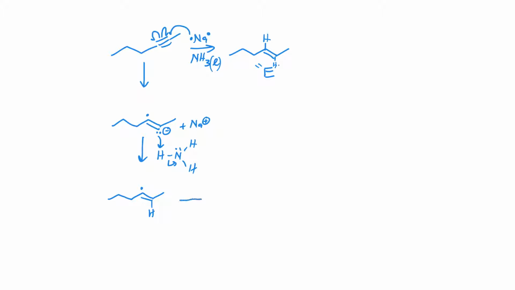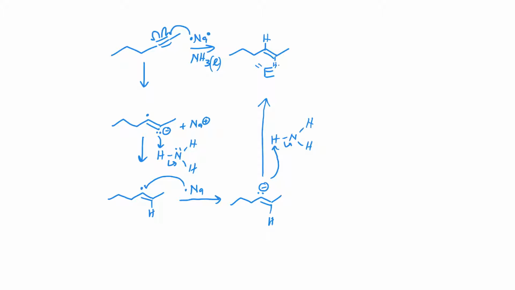I can use another sodium atom to put a single electron with that radical, making another lone pair and a negative charge. That negative charge can react with another molecule of ammonia, and that produces my E alkene.